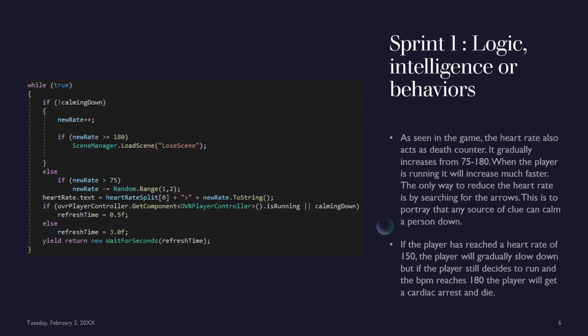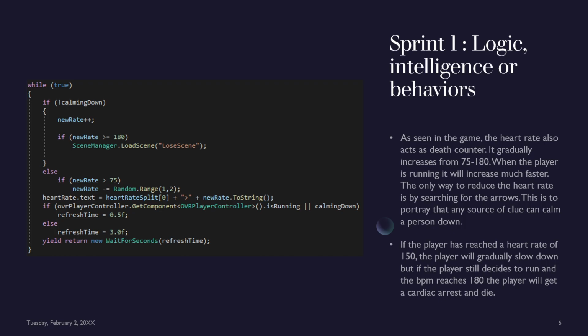The only way to reduce the heart rate was by searching for those arrows. Those arrows, which were shown in the demo, reduce the heart rate gradually. I'm giving the same feeling like once you see an arrow, once you see a clue in a place that you don't know at all, automatically you'll feel a sense of calm. So I was trying to show that.